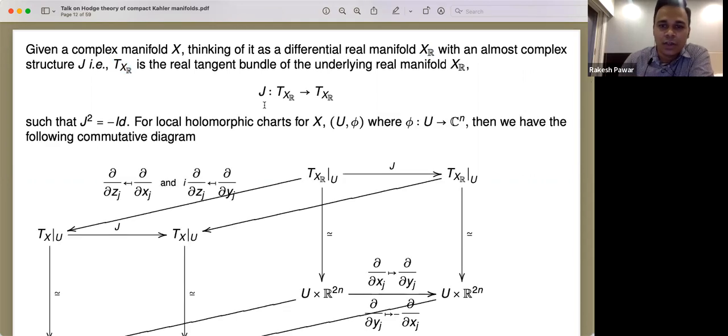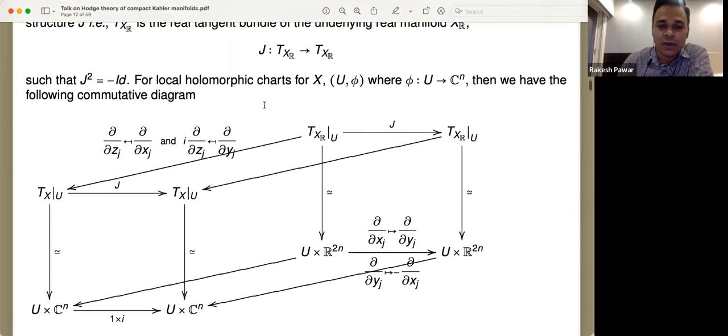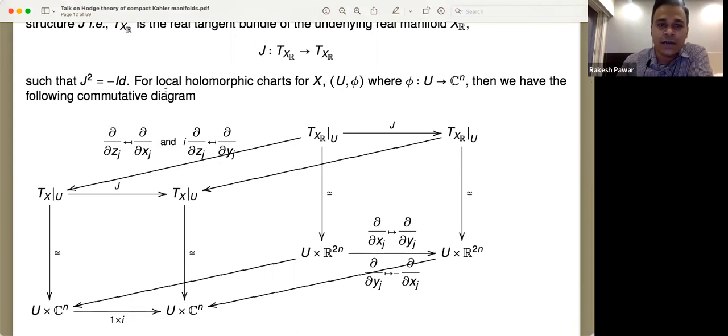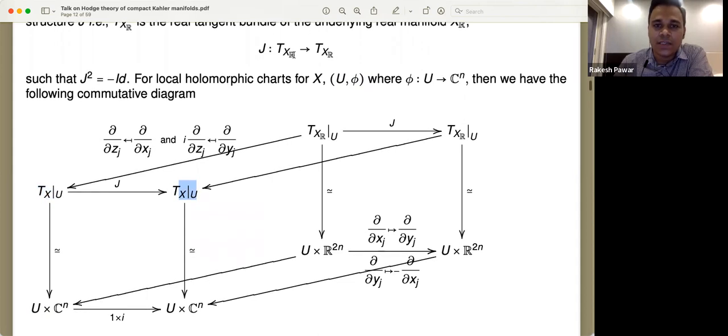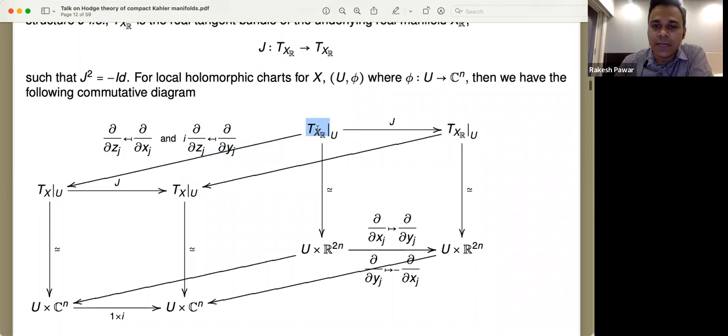So I want to make it more explicit in terms of the basis vectors that I gave. Let's say you fix a point and a holomorphic chart (U, phi), as earlier, so phi is the map from U to C^n. Now think about this complex vector bundle T_X on U, identified with U cross C^n, with basis vectors given by d by dz1, d by dz2, up to d by dzn. Similarly here, and this J map is a map from this real vector bundle T_XR to itself.